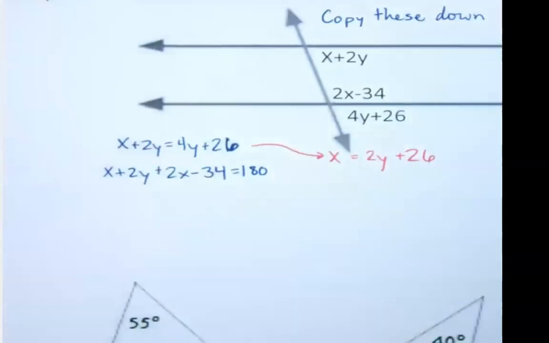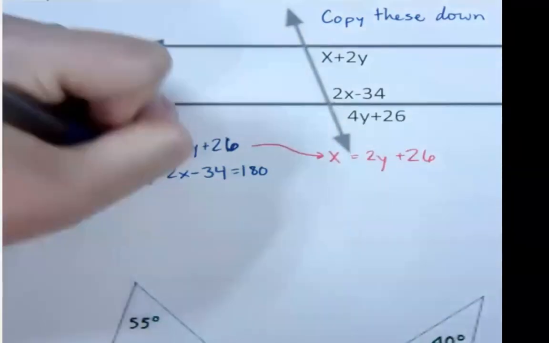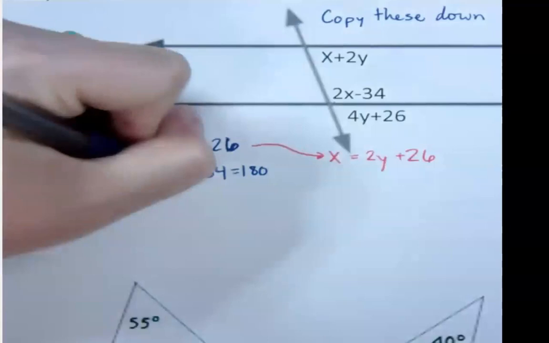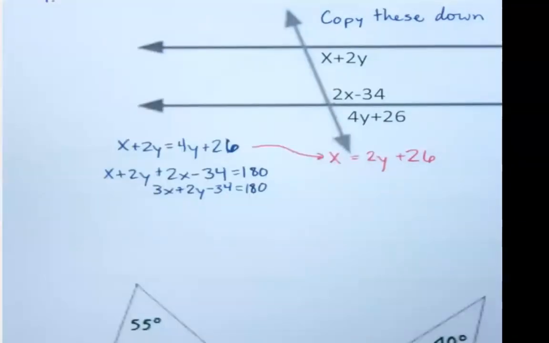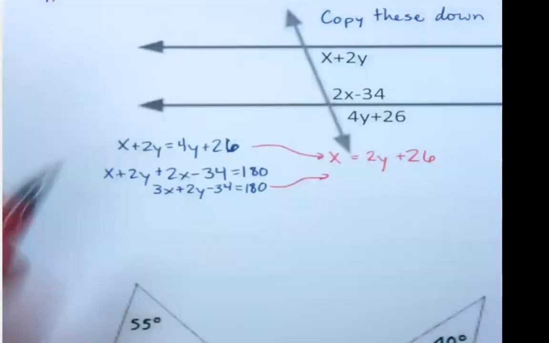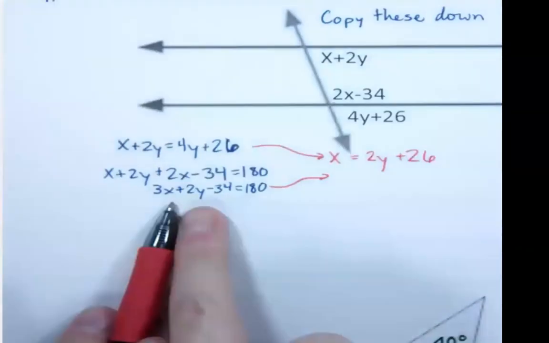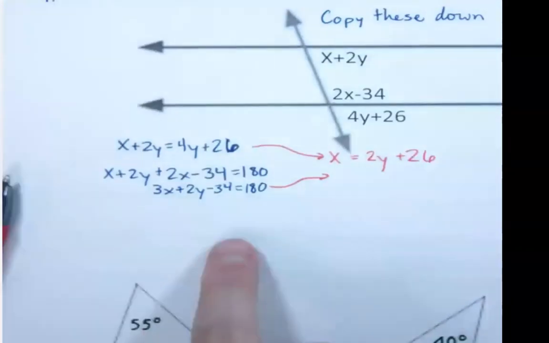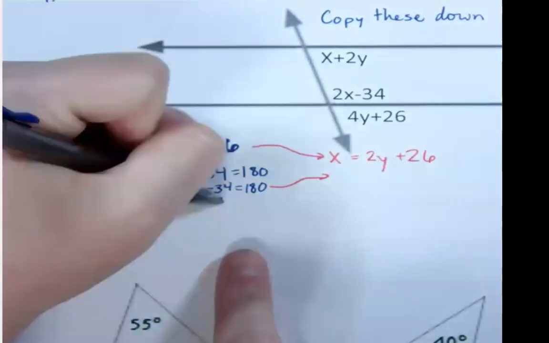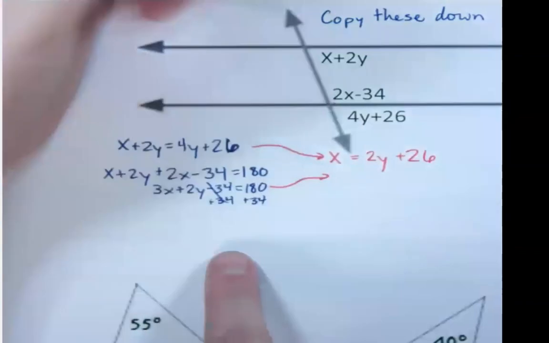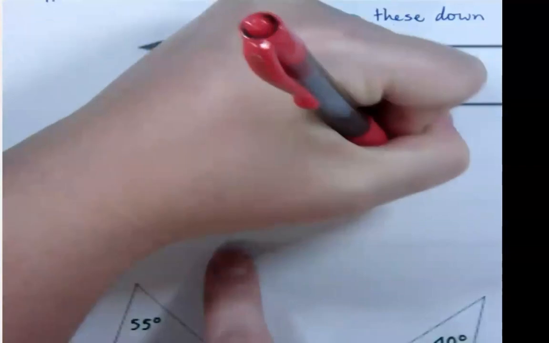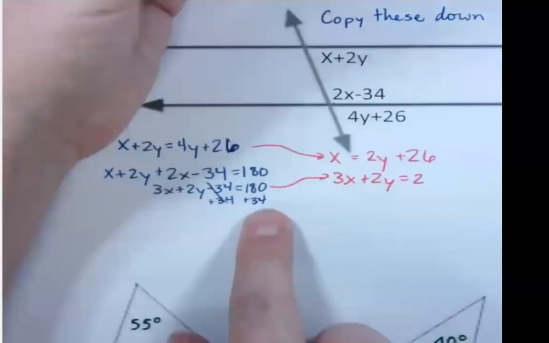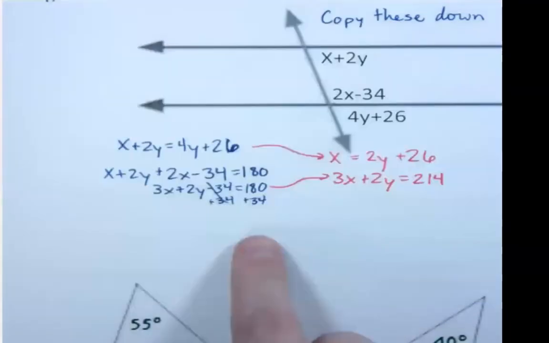And then for this equation, I can combine like terms to make it 3x plus 2y minus 34 equals 180. And then I'm going to bring it over here under this equation because I want to go ahead and add 34 on both sides. So when I do that, plus 34 and plus 34, I'm going to end up with a much easier equation. Becomes, what is that, like 214, I believe.